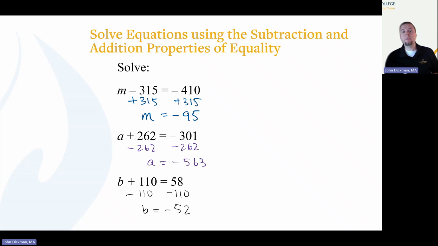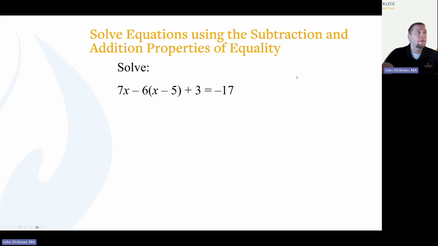So that's a quick review of using the addition and subtraction properties of equality to solve an equation. Now we're going to move on to something that looks a little bit more difficult. Okay? Last week we talked about the distributive property. So I have this negative 6 that needs to be distributed into this set of parentheses. That's going to be my first move here.